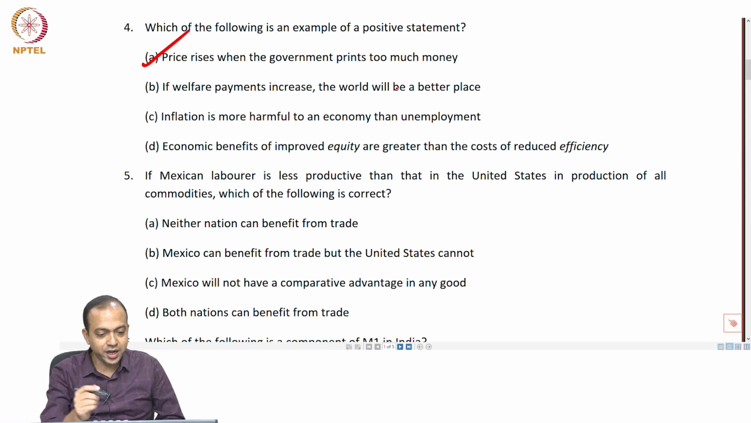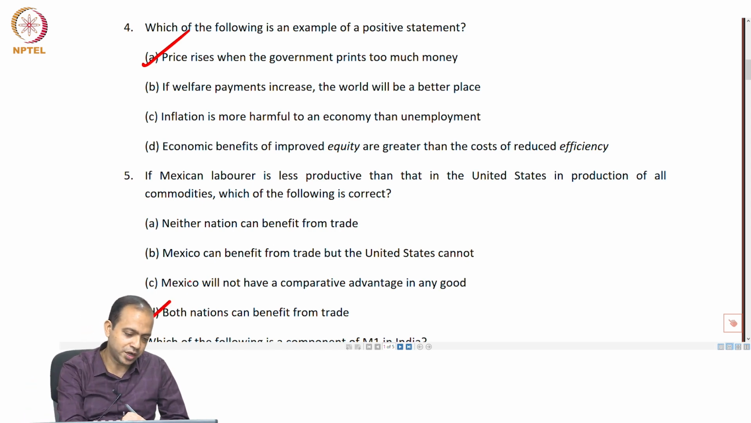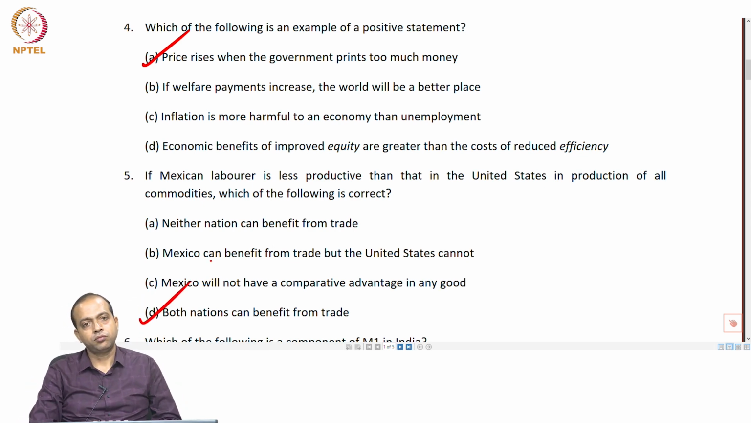Therefore, neither nation can benefit from trade is not true. Mexico can benefit from trade, but United States cannot, that is also not true, because if only one party is better off and the other is not, trade will not happen. Mexico will not have a comparative advantage in any of the goods, that is also not true. Both nations can benefit from trade, that is true. You can take some examples and understand.